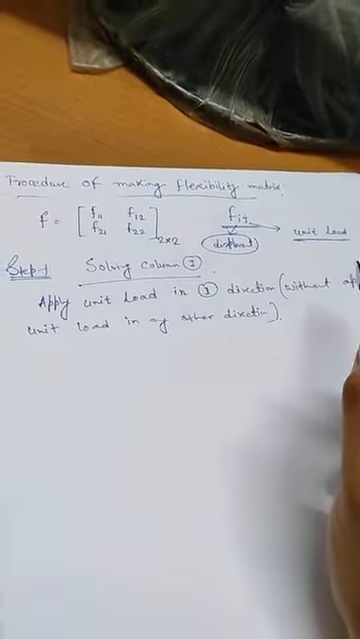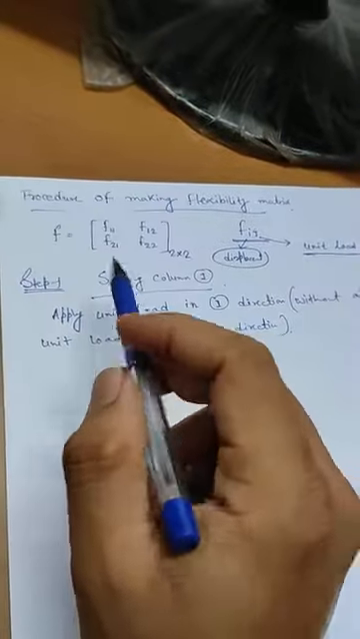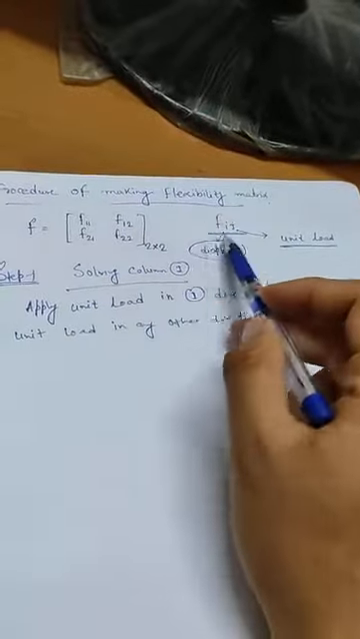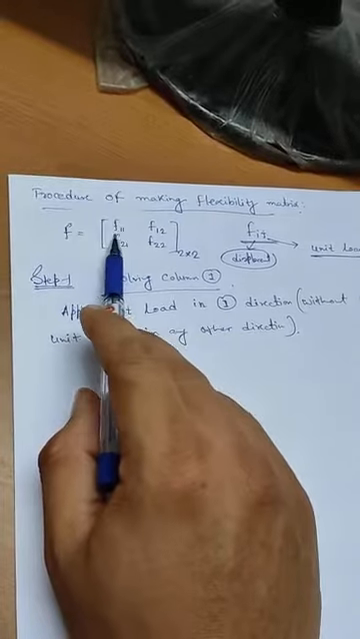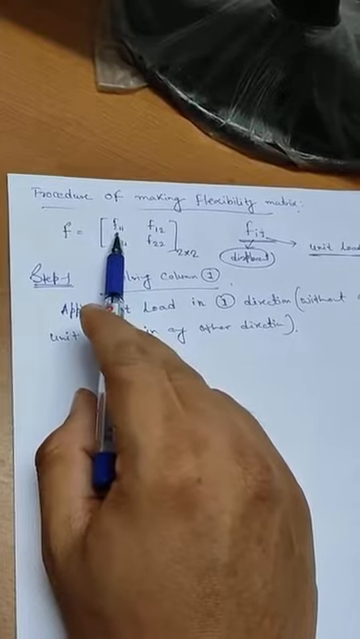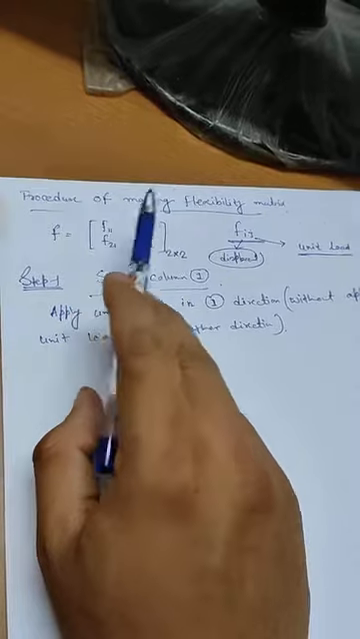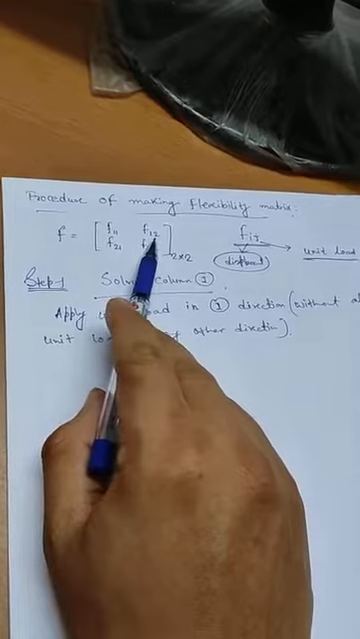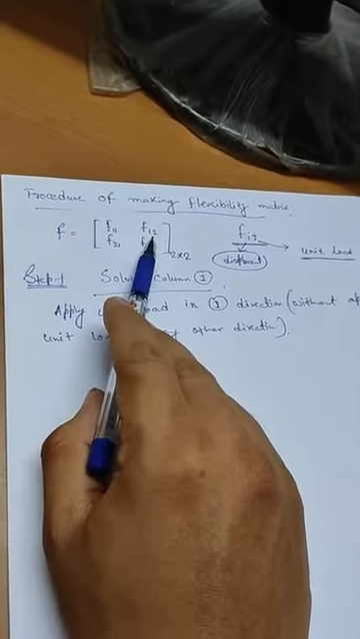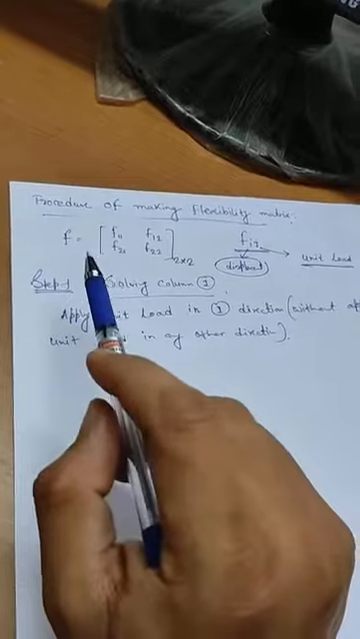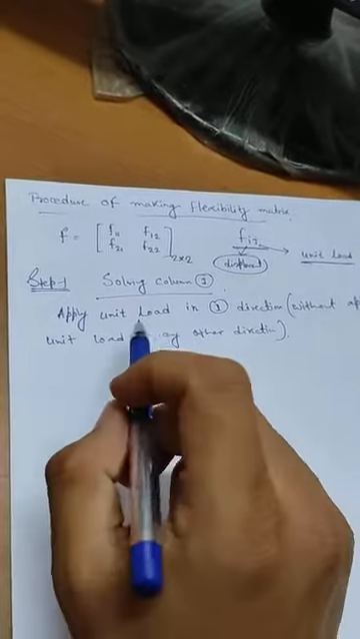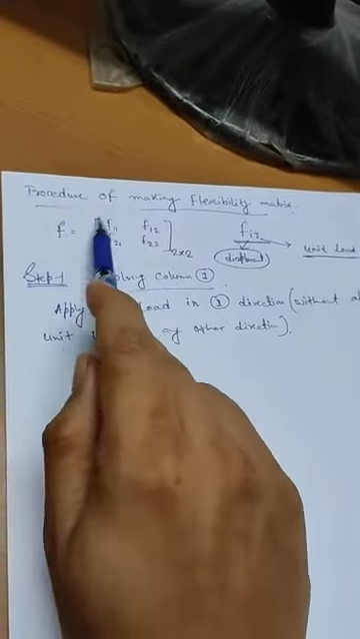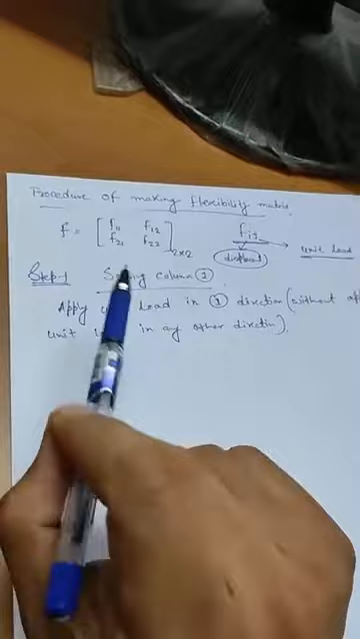the unit load, right? Now we have to find out the particular values of F11 and F12. F11 means displacement at point 1 for unit loading at point 1, and F12 means displacement at point 1 for unit load at point 2, right? So to solve this matrix, we have to proceed step by step, solving column by column. First we solve column 1 and then we go for solving column 2.